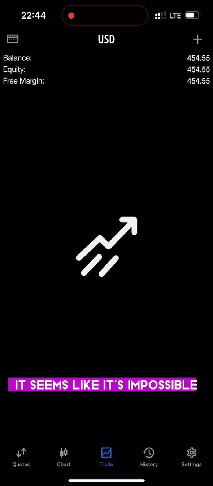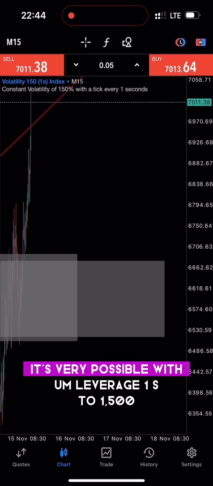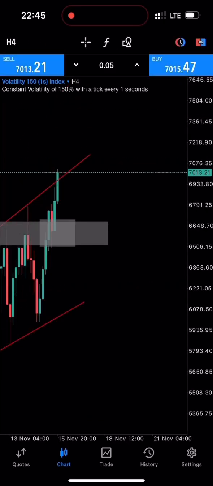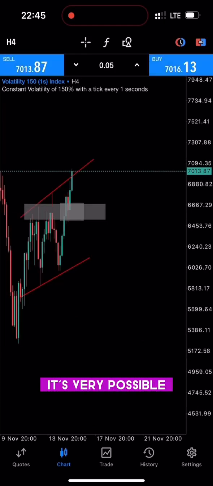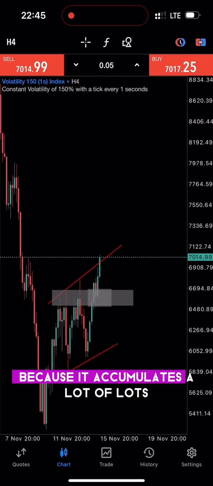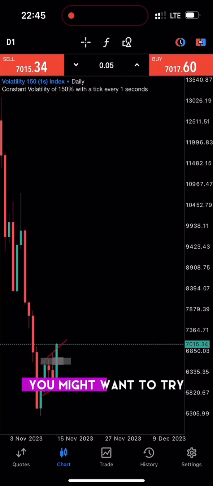It seems like it's impossible, but it's very possible. Yes, it's very possible with leverage 1 is to 1,500. It's very possible. Even 1 is to 1,000, that can still do, because it accumulates a lot of lots. Volatility 15 1s, you might want to try.